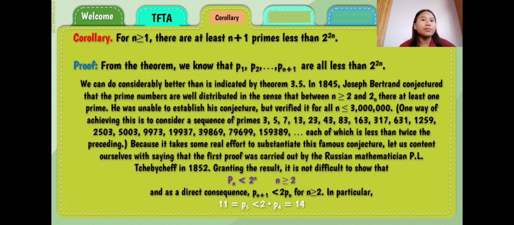And in 1845, Joseph Bertrand conjectured that the prime numbers are well distributed in the sense that between n greater than or equal to 2 and 2n there is at least one prime, and he was unable to establish his conjecture but verified it for all n less than or equal to 3 million.